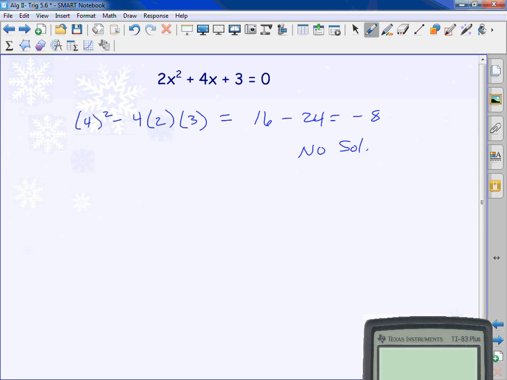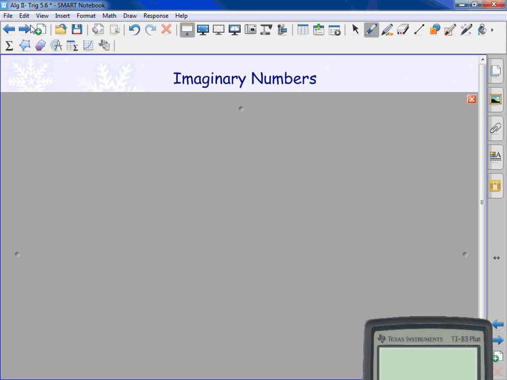Any questions? So can we do this before we start? Yes. In the second part of the lesson, we're going to start to talk about imaginary numbers.